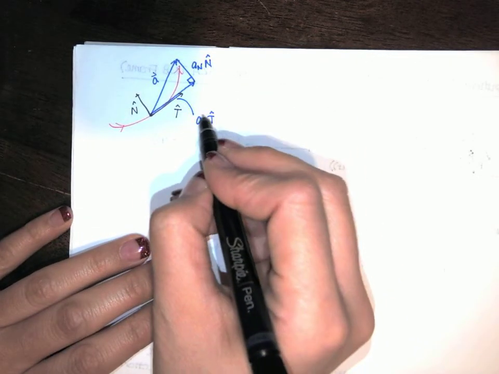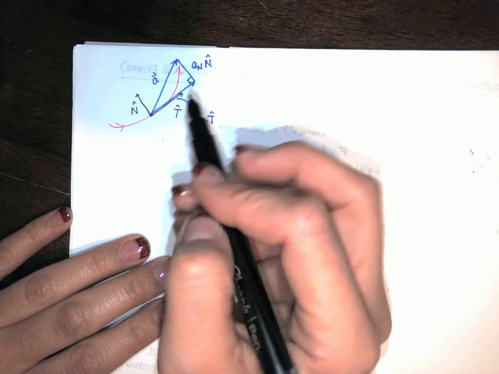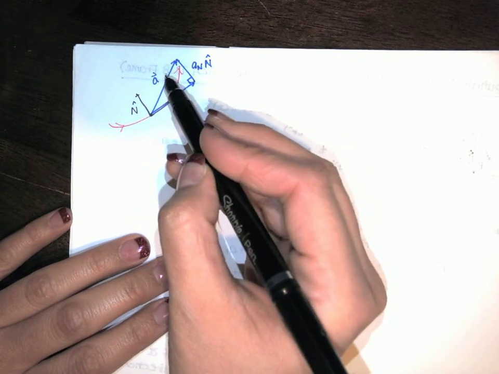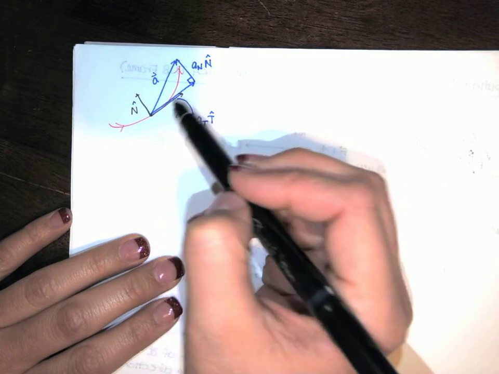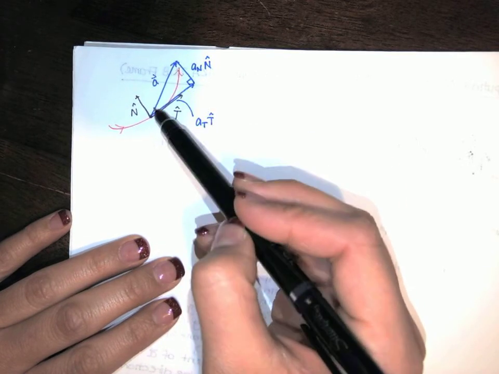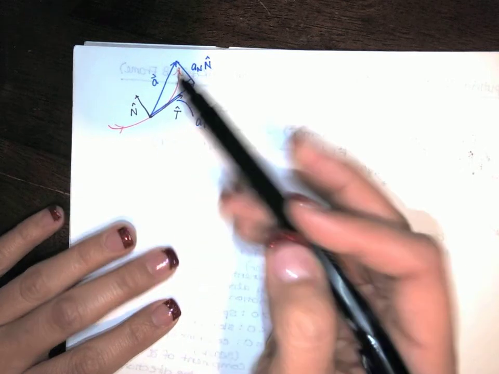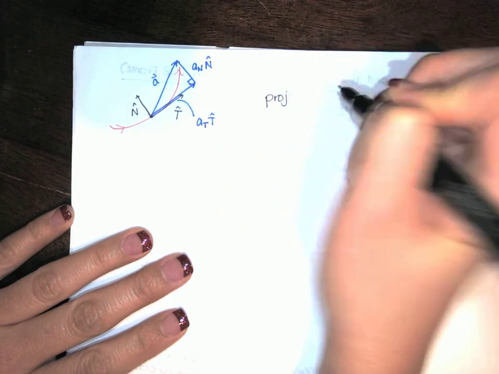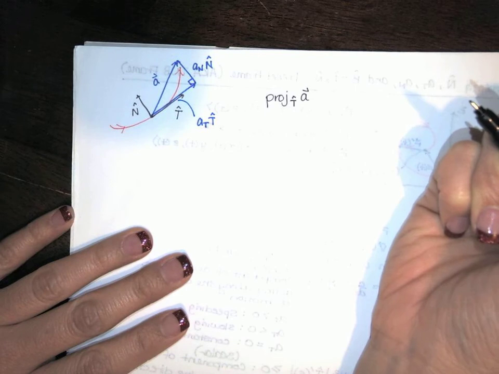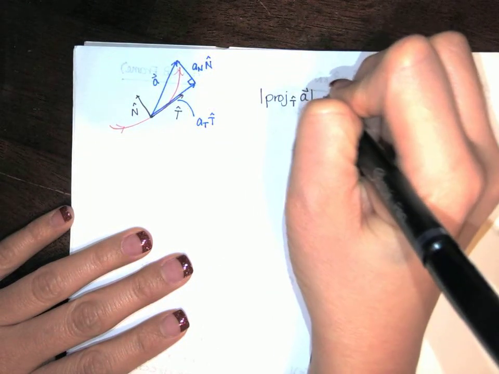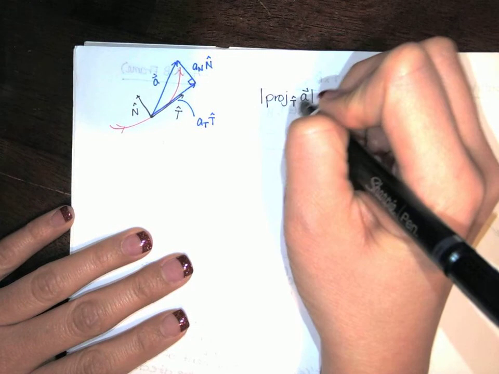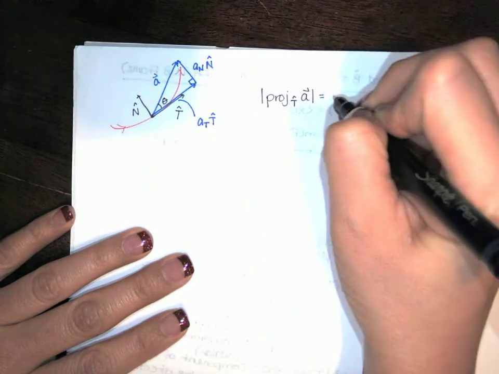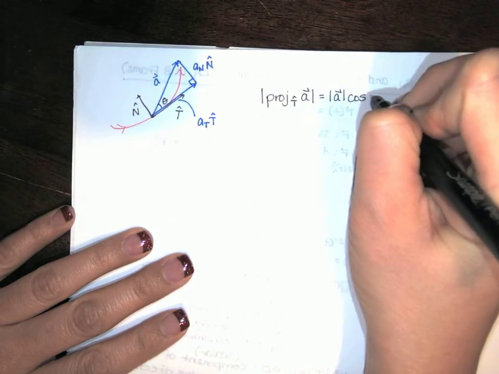Now, if I want to find a sub t, what I'm really doing is I'm finding the component of my acceleration that is parallel to t. Or alternatively, I'm finding the component of the acceleration, or I'm finding the projection of the acceleration onto t hat. So if we look at this, the projection of the acceleration onto t hat, the length of the projection was given by the dot product of these two vectors. Remember, because of that theta. We got the magnitude of the acceleration vector times the cosine of theta.